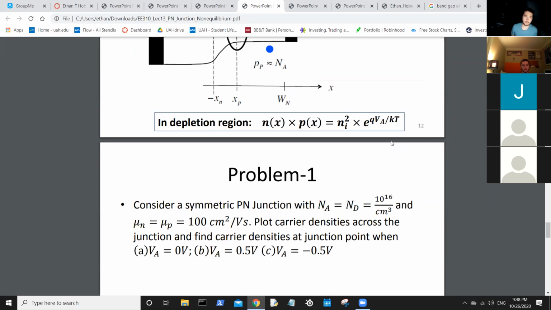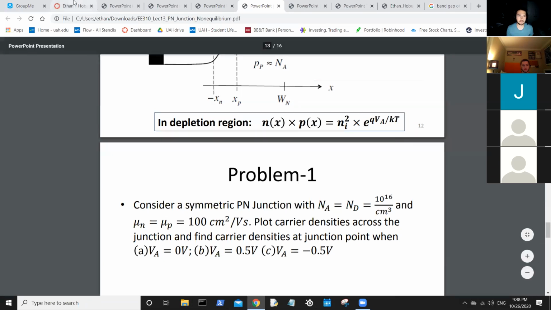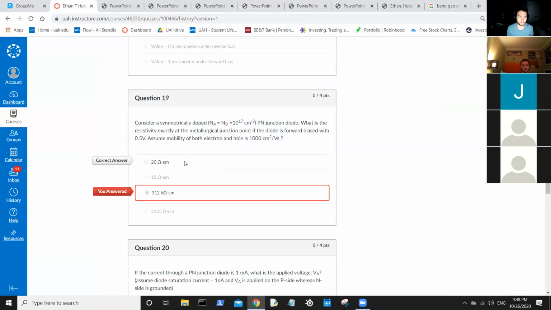So the trick with this problem is knowing to set N of X and P of X equal to each other, which means it's going to be N of X times N of X, or P of X times P of X. So you can take either one and have it be N of X squared is equal to whatever this number works out to be on the right. Square root both sides, and that'll give you your N of X and your P of X values, which you can take back and plug into the traditional resistivity equation. And then that will give you the resistivity of 20 ohm centimeters.